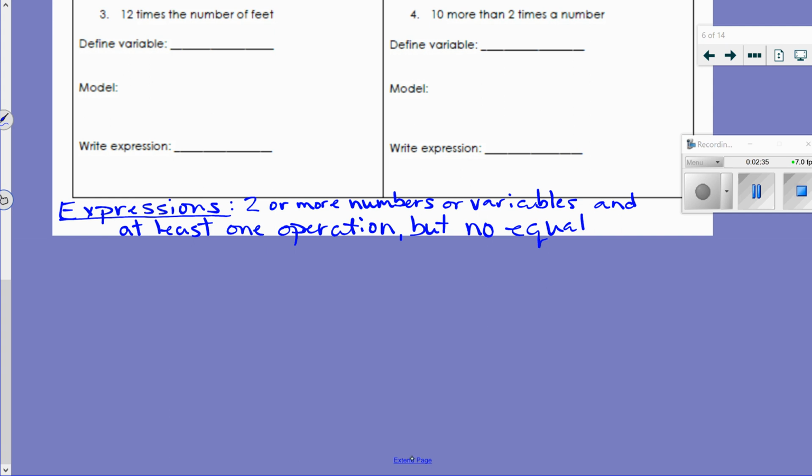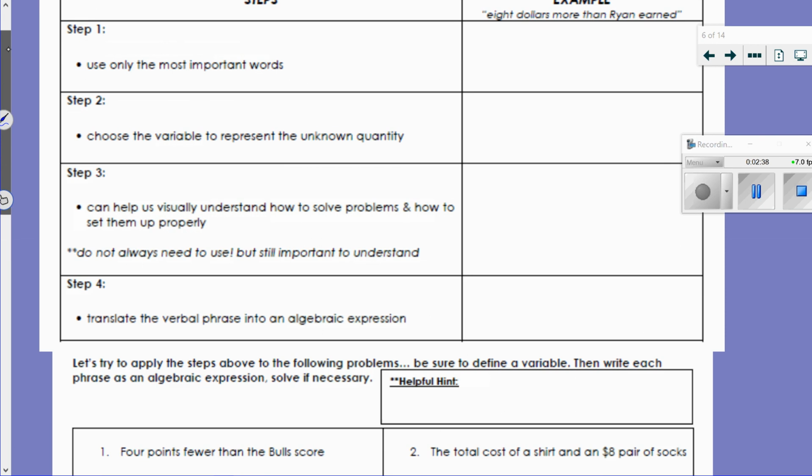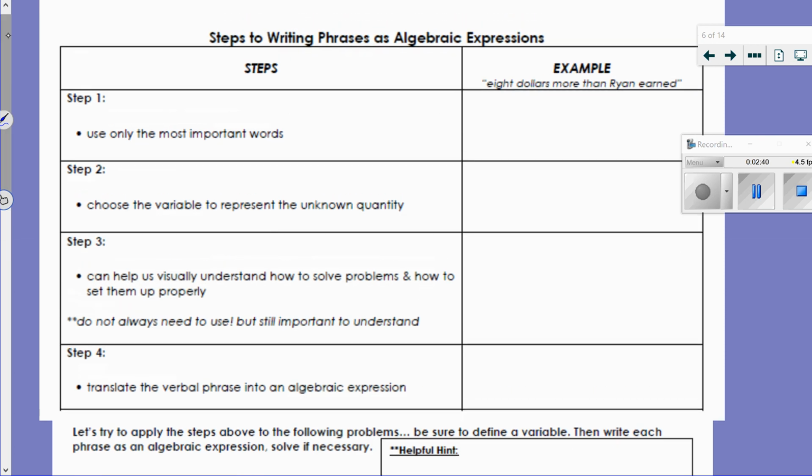So let's talk about the process behind doing this. If you didn't get it written down, copy from a neighbor. We're going to give you an example to work off of and go through the 4 steps that can help you do this translation exercise to go from English to math. Our step 1, and we've been working on this since the start of the year, is what we call marking the text. We are going to pull out all of the most important words in what is written.